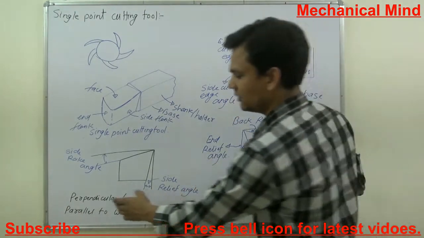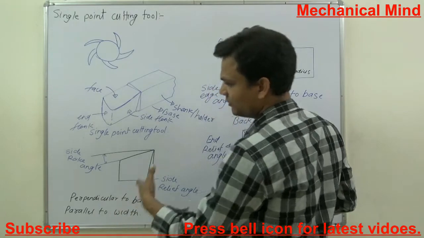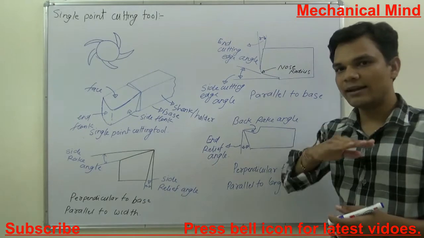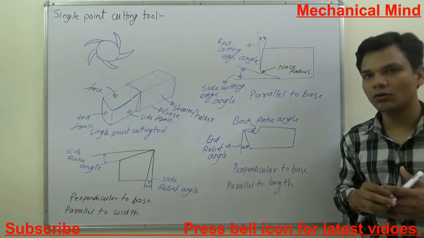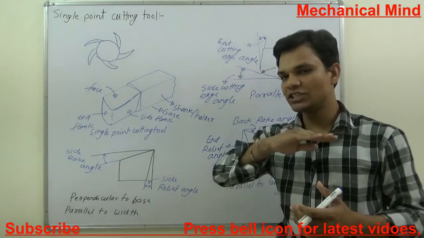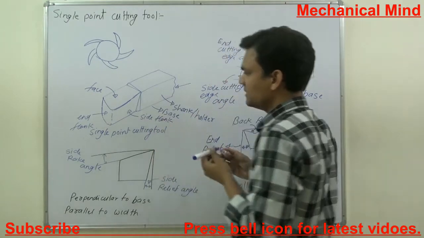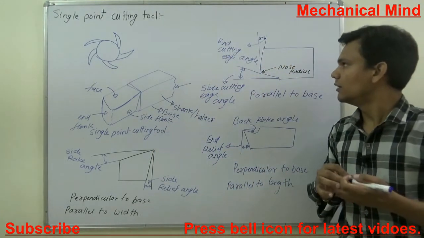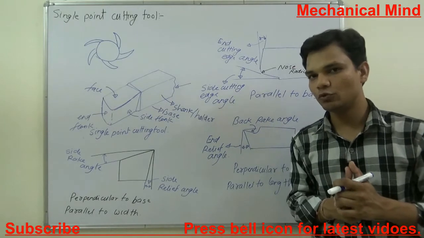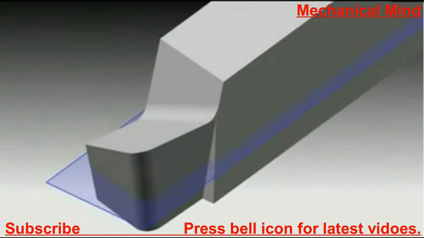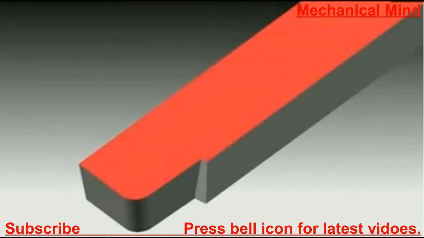So this is for the plane perpendicular to base and parallel to width. If we take a second part and cut the tool parallel to base, or by a plane which is horizontal, you can understand more easily or more clearly. You watch the clip. Now we'll cut through the tool horizontally. We get a cross section that looks like this, and then we'll turn this and look at it straight on.